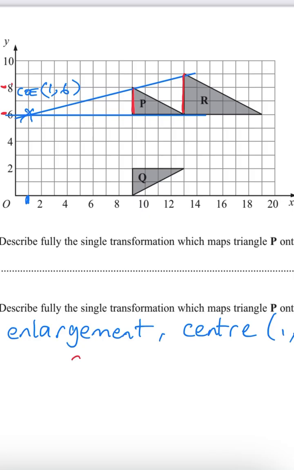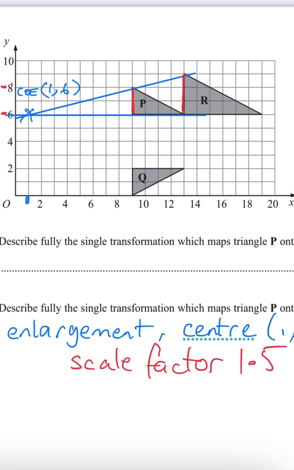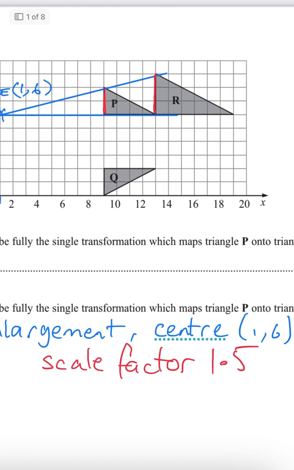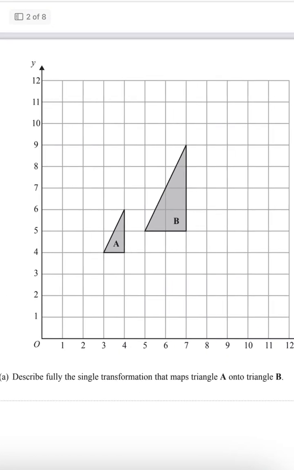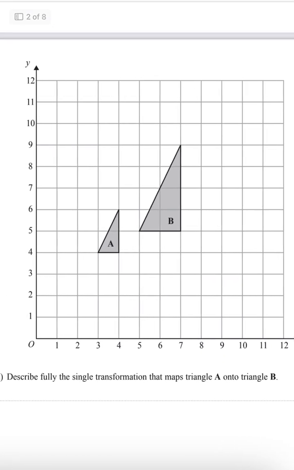So here we can say scale factor 1.5. And there are your 3 marks. 1 for enlargement, 1 for the center and the coordinates, and 1 for scale factor. So here's another one. Pause the video and give this one a try using the same steps. Come back for the solution.